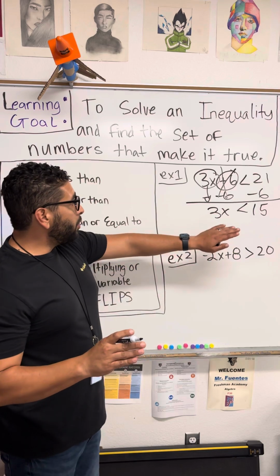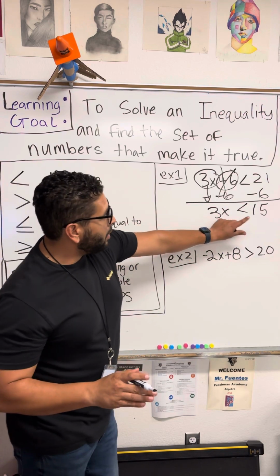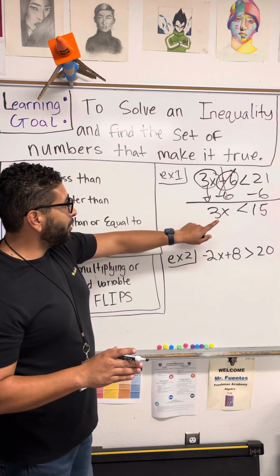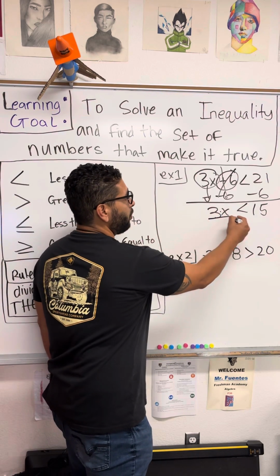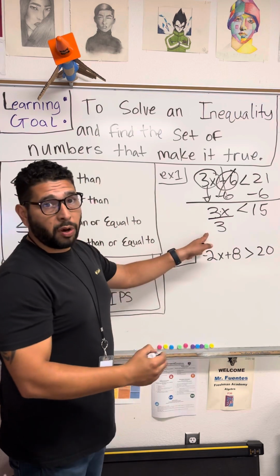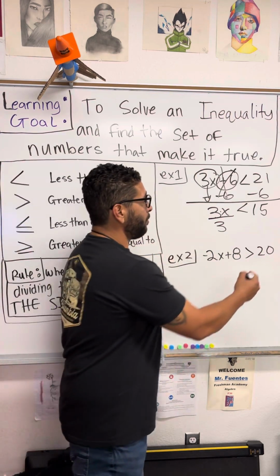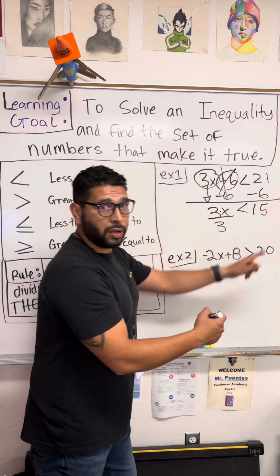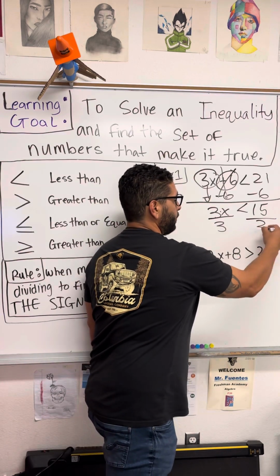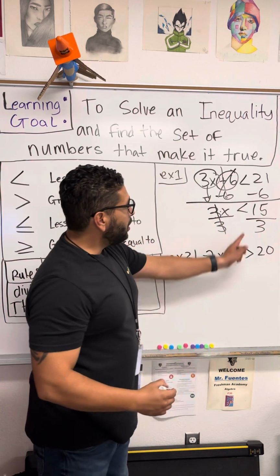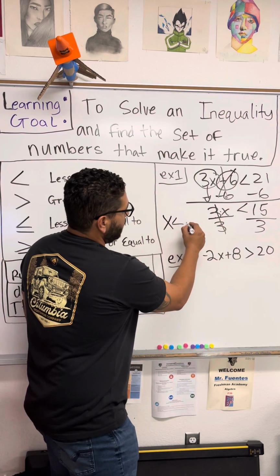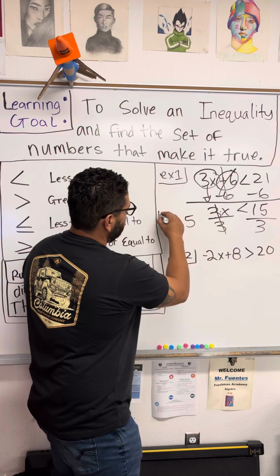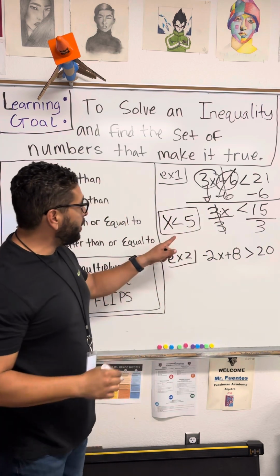All right, so now what we do here is saying 3 times x is less than 15. So now we got to get rid of this 3. We're going to do the opposite of multiplying by 3. The inverse property, the opposite of that, is dividing by 3. So what you do to one side, you got to do to the other. The 3's cancel, and we're left with 15 divided by 3, which is x is less than 5. And that is the answer to our inequality.